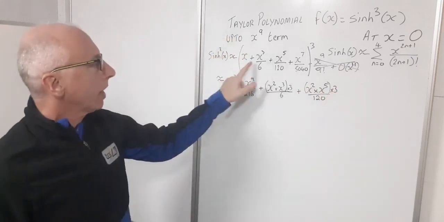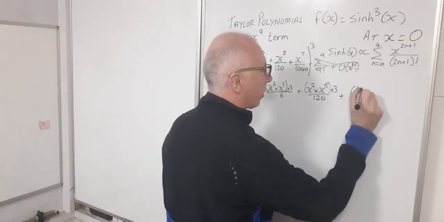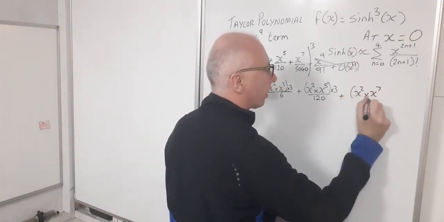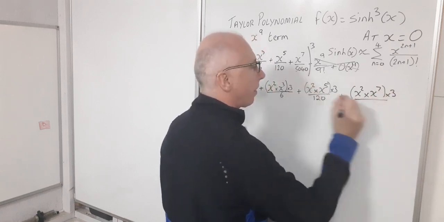And same again with this one and this one. So let's add that one in there. I've got x squared times x to the 7 times 3, and that's over 5040.